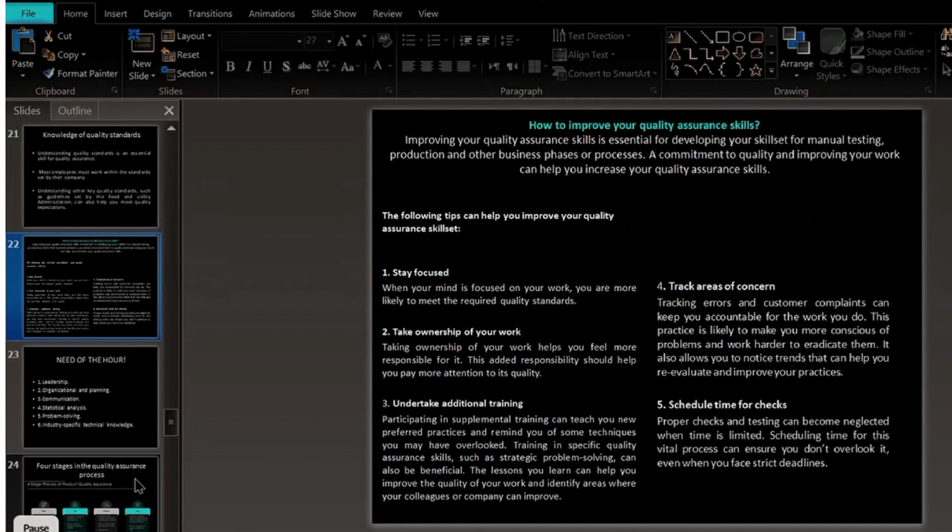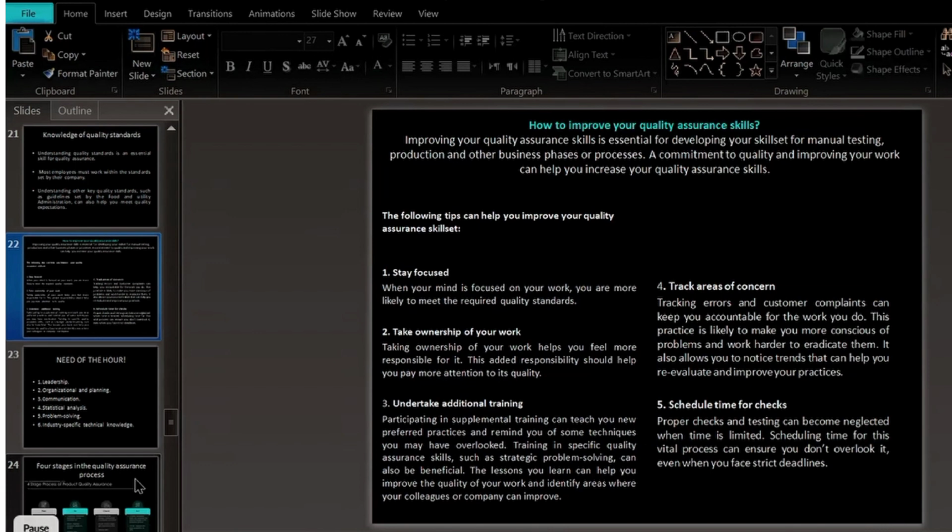And they are 5 in nature. ये बहुत important है. This is the crux of the matter. This is the gist, and that is number 1. No matter what kind of an organization you are associated with, stay focused. When your mind is focused on your work, you are more likely to meet the required quality standard. Focus is very important. Number 2, take ownership of your work.